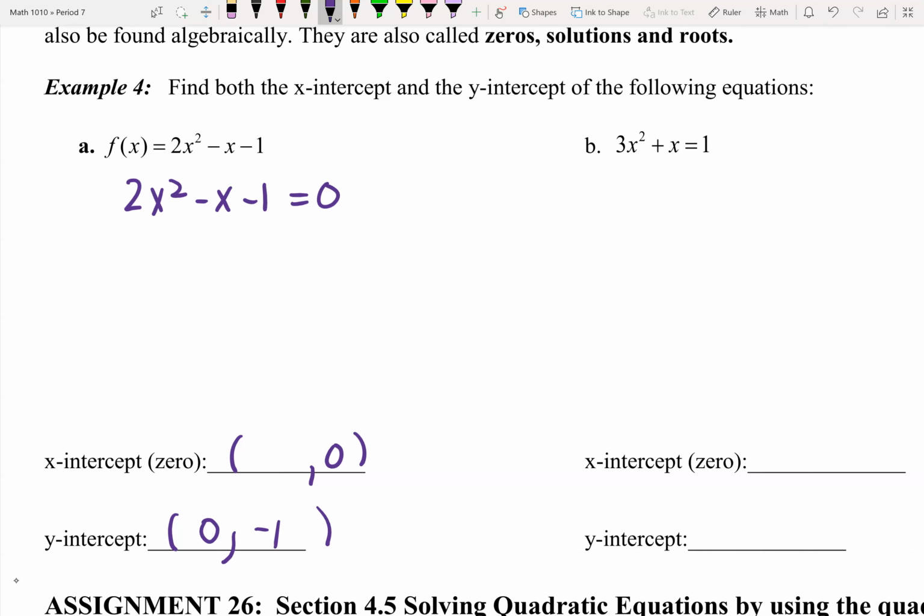We're going to do it both ways. It factors. I can tell it factors. Guys, look. The 2 is going to go to a 2 and a 1. The 1 goes to a 1 and a 1. 2 and 1 subtract to give me 1.